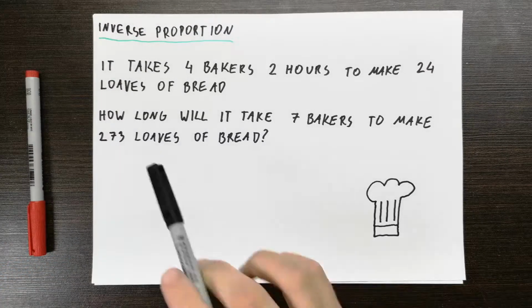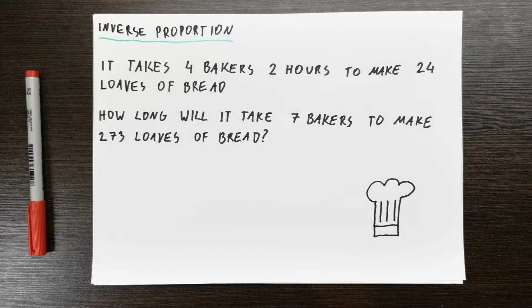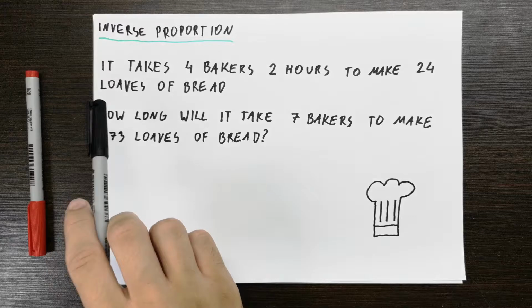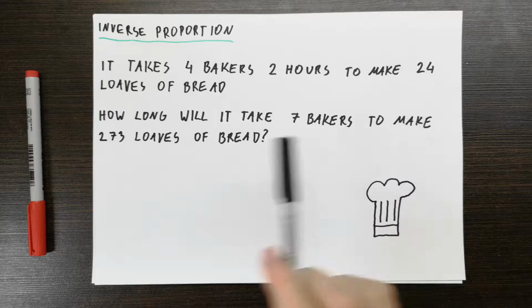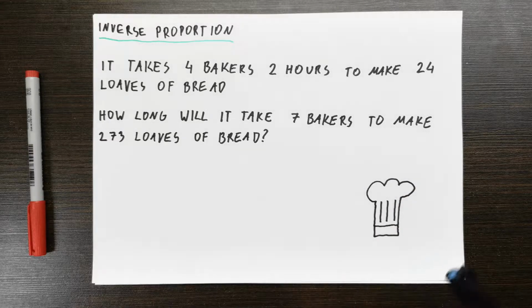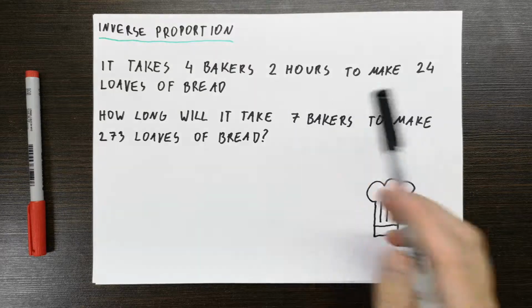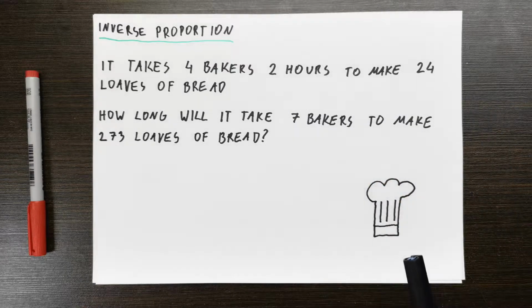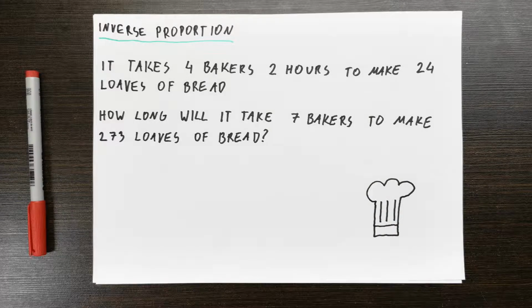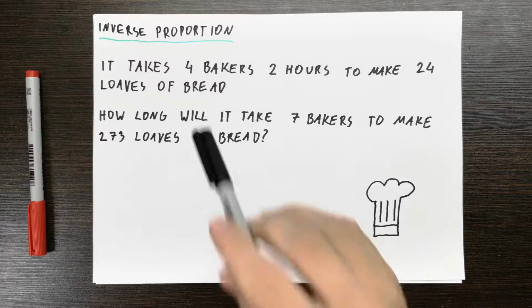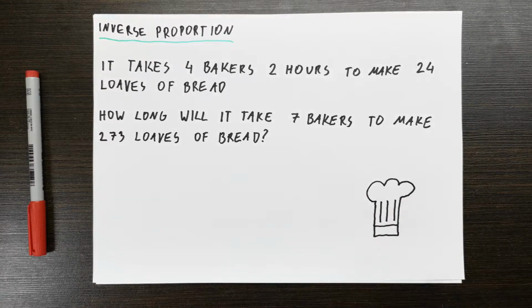Okay, so here we have a question that deals with inverse proportionality. It takes 4 bakers 2 hours to make 24 loaves of bread. So, what is interesting about this question? The more bakers we have, the less time it takes to make 24 loaves of bread. So, that's the inverse part of that question. The more bakers we have, the less time it takes to make that bread. There's the same amount of bread.